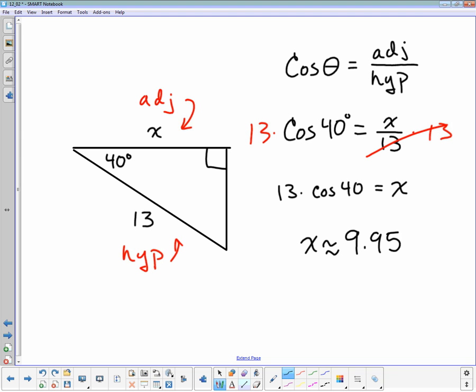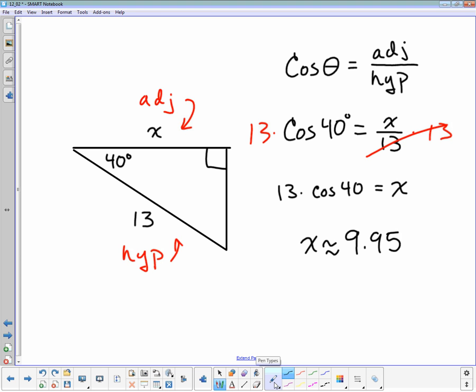Awesome. You just type it in just like you see it. 13 times cosine 40, parentheses, enter. You just type it in just like you see it. 13 times cosine of 40. Okay. All right. So that's not so bad, right?